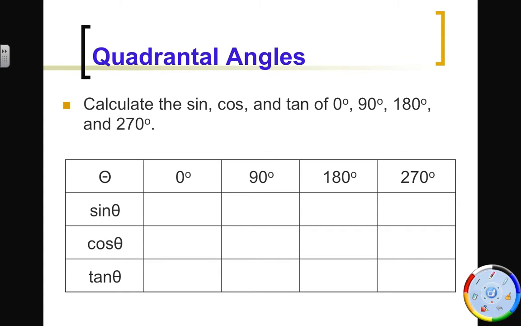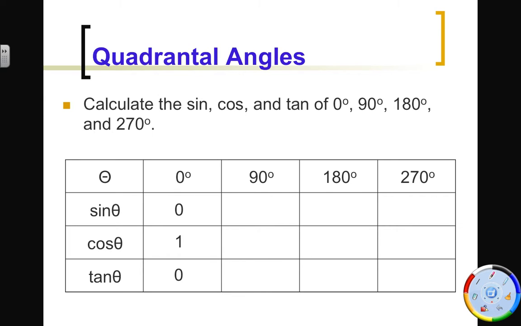Since the sine is the y-coordinate, we could figure out that the sine of 0 is 0. Since the cosine on our unit circle is the x-coordinate, we know that the cosine of 0 is 1, and then tangent is y over x, so it's 0 over 1, which is 0.